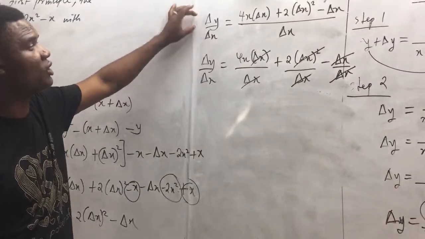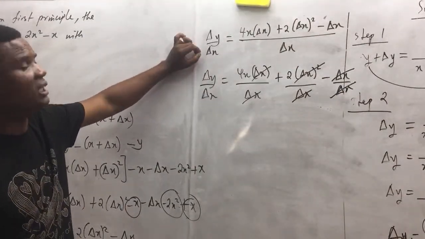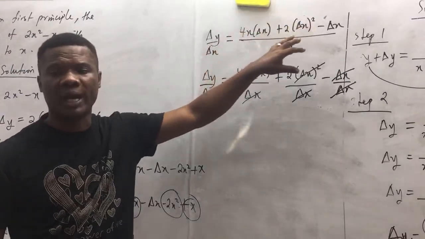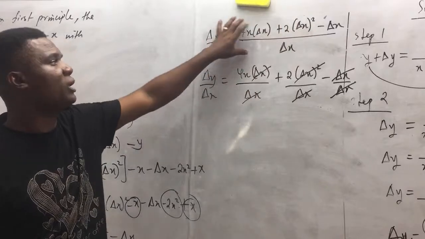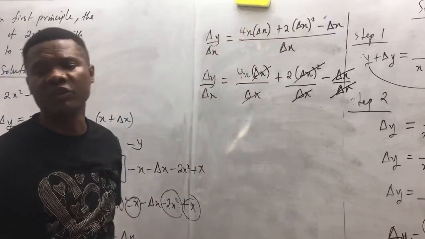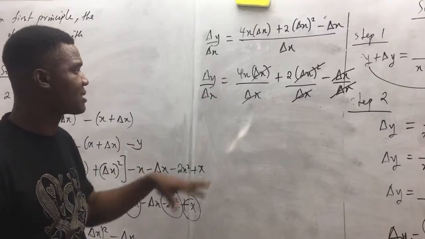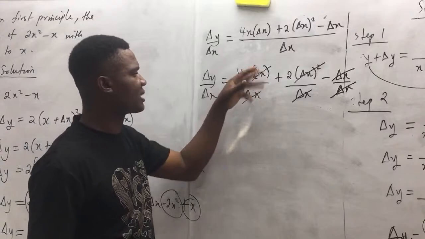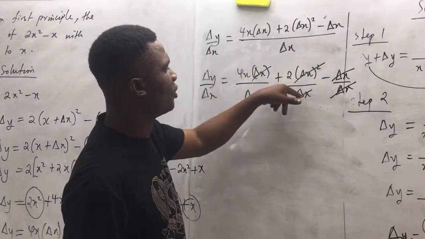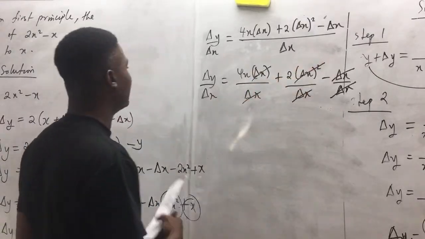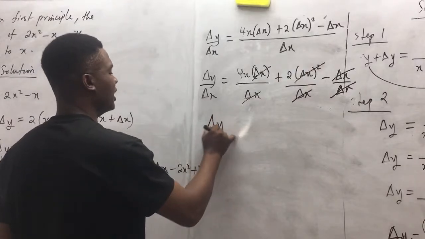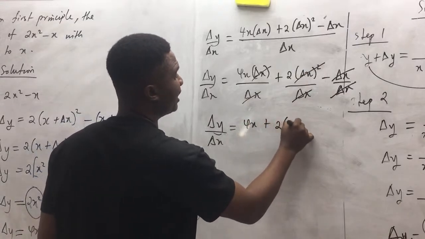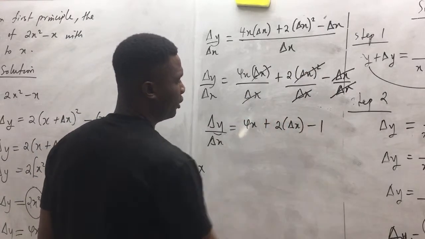Gradient function, take note, is the ratio of change in y to change in x, and that resulted in dividing what we obtained for change in y by change in x. And doing that meant dividing each term of the numerator by change in x. When we did that, we had to simplify by cancelling out. Change in x cancels change in x, change in x cancels one of these, and change in x cancels that, and this is where we are at the moment. Change in y over change in x will be equal to 4x plus 2 change in x minus 1.